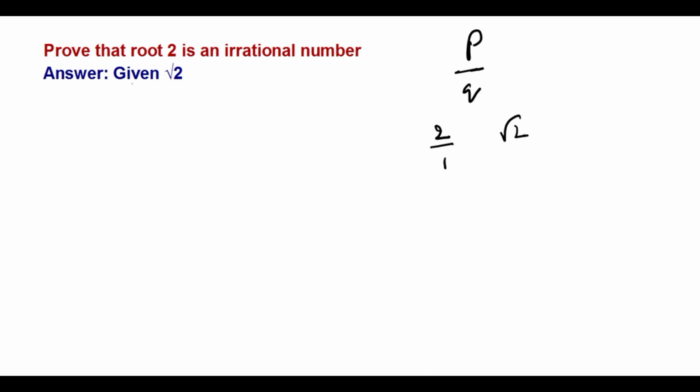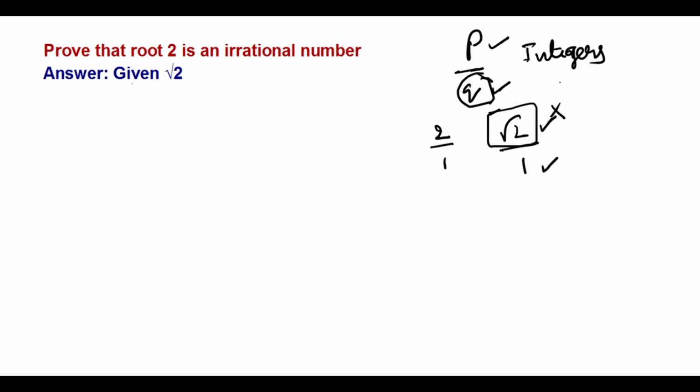But some students can ask, why can't we write root 2 as root 2 by 1? Now here we have P by Q form, but even though it is an irrational number, why? Because root 2 is not an integer. P by Q form numbers are rational, but P and Q must be integers. That is a condition. At the same time, Q is not equal to 0. Don't forget this point.